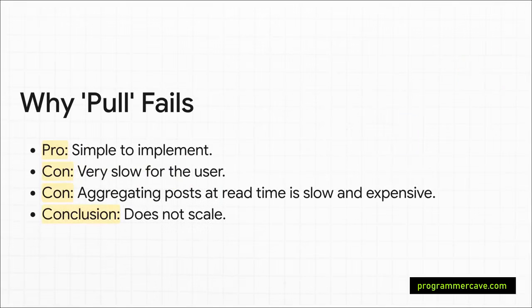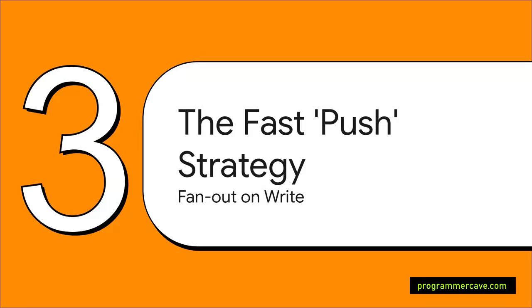And it is. This model puts all of the work on the read path, meaning when you, the user, ask for your feed, the system has to scramble. It has to go query hundreds of different tables or services, merge all that data, sort it, all while you're just sitting there staring at a loading spinner. The conclusion is obvious. This just won't scale. It's a dead end.